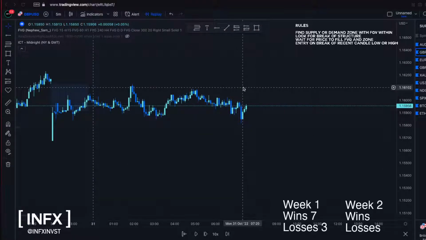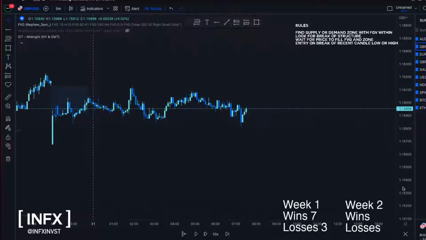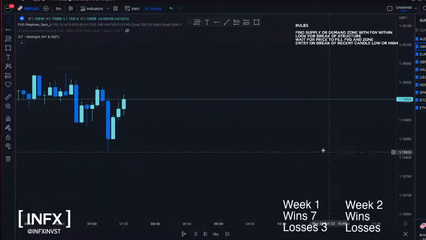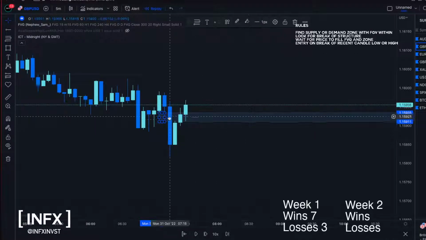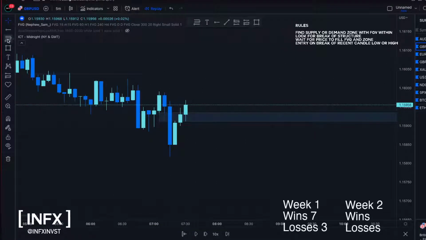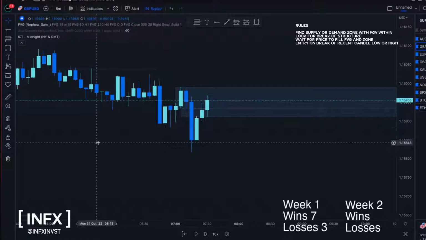Alright, so we're at 7:30 here. Okay, all you can see is a setup that could potentially work for us. Because we have, although you can't see it now, a fair value gap that's just got filled. Okay, and we've got a supply zone, supply in the market, breaking structure to the left.